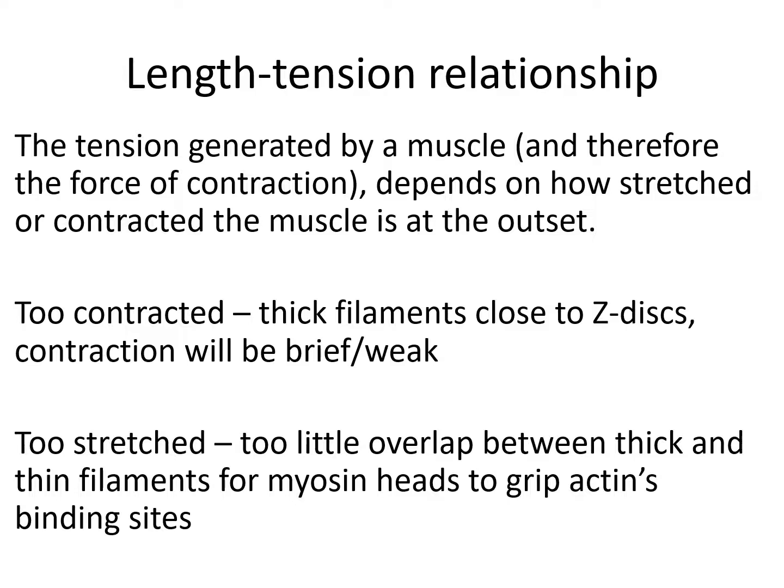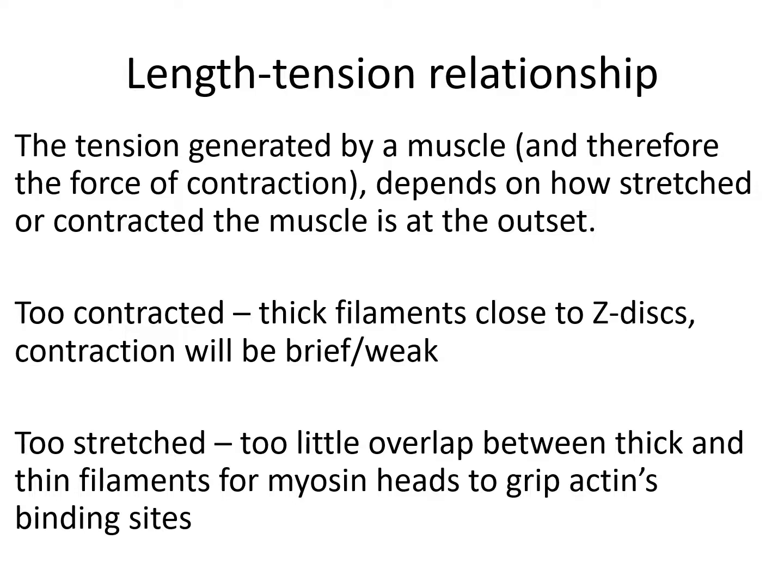The first topic that I want to talk about is the length-tension relationship. This is simply stated as the tension that's generated by a muscle, and therefore the force of a contraction is going to depend on how stretched or contracted the muscle is at the outset. So this is a fairly intuitive concept, I think. If a muscle is already fairly stretched out, there's only so much more length that can be generated. Whereas if a muscle is already contracted, it's already generating its maximum or close to maximum amount of tension, so it cannot generate much more.